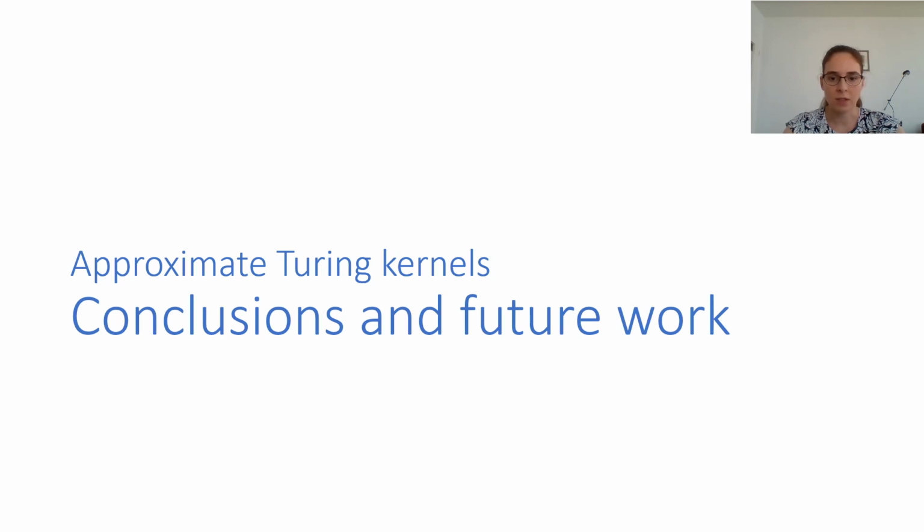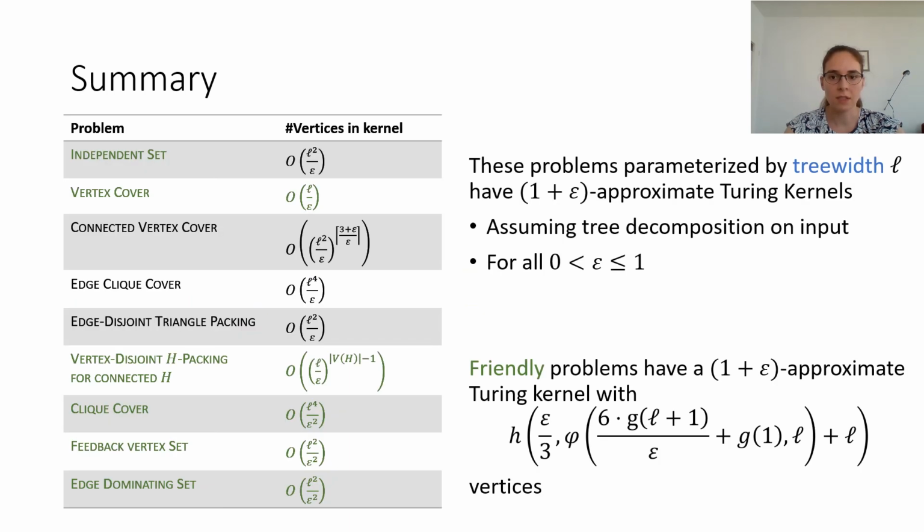So that leads me just to the conclusion and some future work. So to conclude, we have seen 1 plus epsilon approximate Turing kernels for a whole range of graph problems. And actually, all the ones that are marked in green are captured by our notion of a friendly problem. And we show that all friendly problems have 1 plus epsilon approximate Turing kernels of the following size. And a problem is friendly if, first of all, it has a polynomial size 1 plus epsilon approximate kernel, or a polynomial size exact kernel, of course.